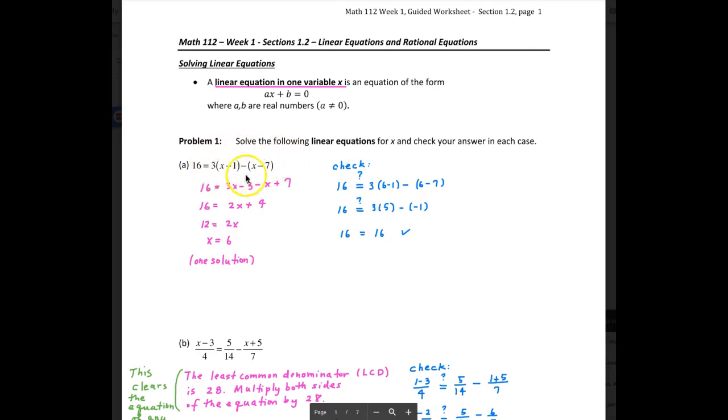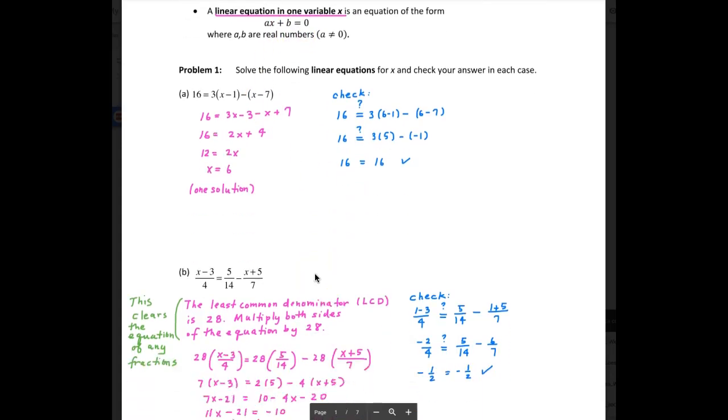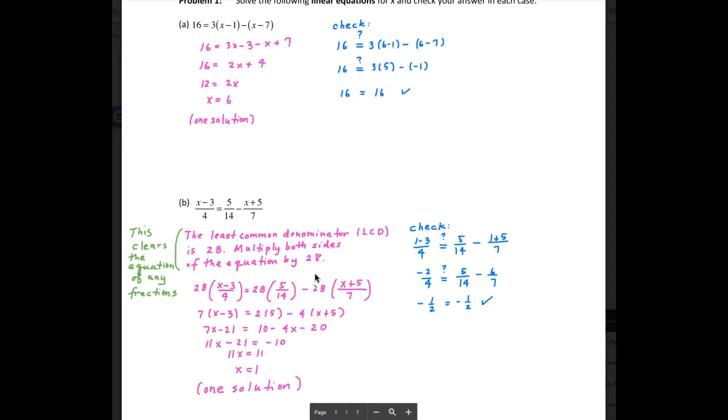If we were to move everything over to one side, to the left side, let's say, and simplify, we could then have this linear equation be of this form with the 0 on the right. It's not necessary to do. Just wanted to point out that it really is a linear equation because we can write it in this form. All right, here's another problem.